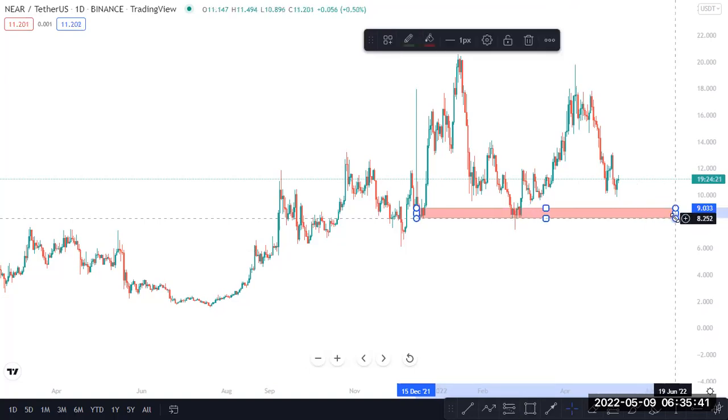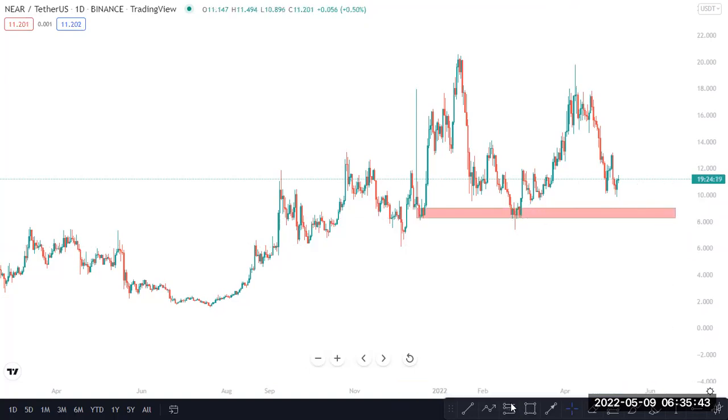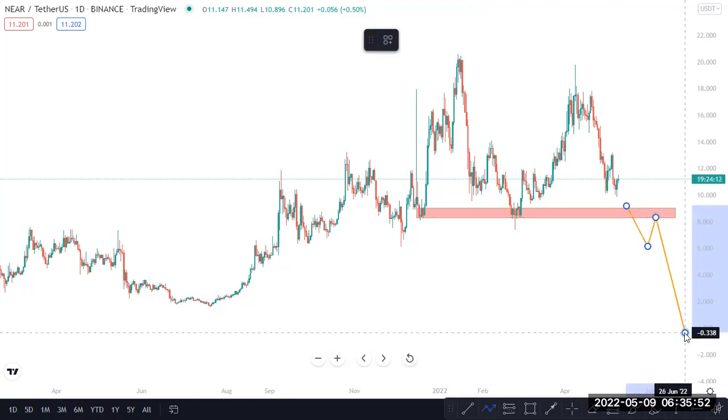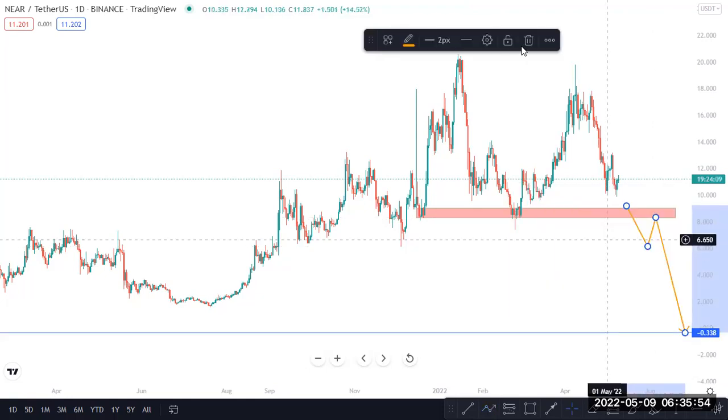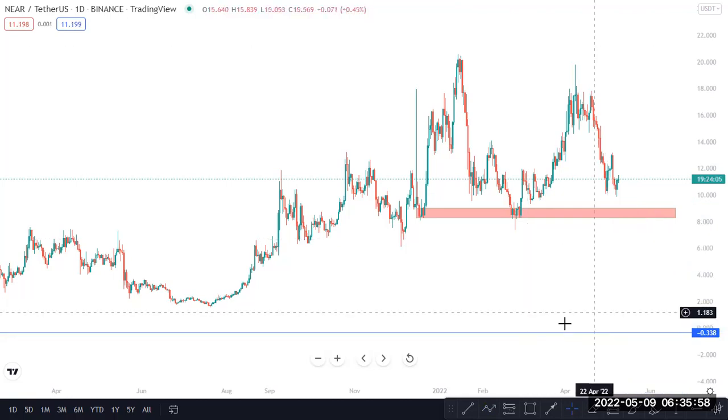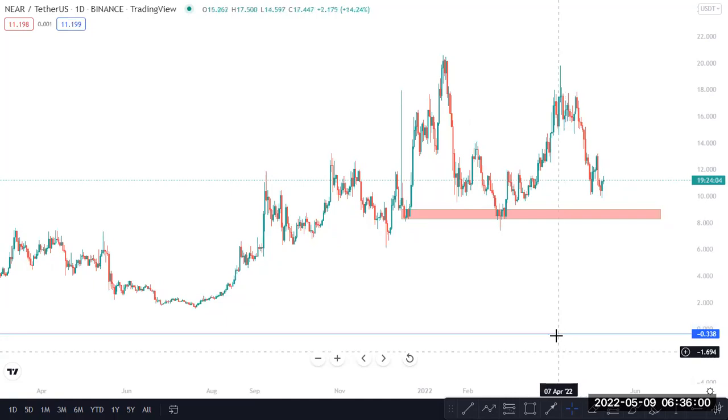Because if you break this level, that would mean that we can start looking for something like this, like a break and retest. Then we take our short entries. Okay. But right now, currently, we are just in an uptrend. Like we are just trending up. Right. It is a pullback.